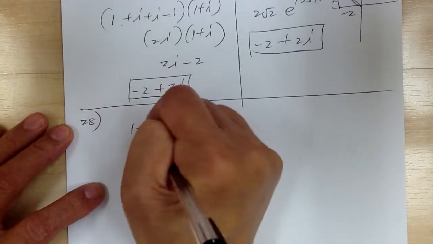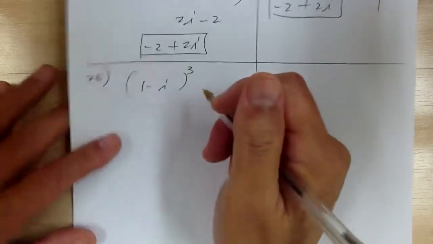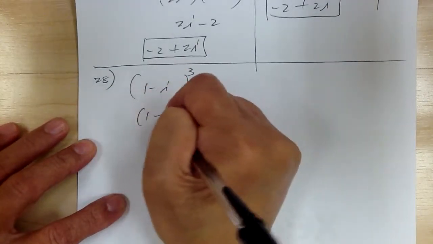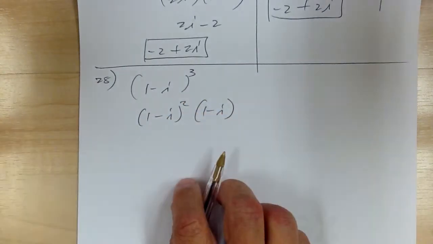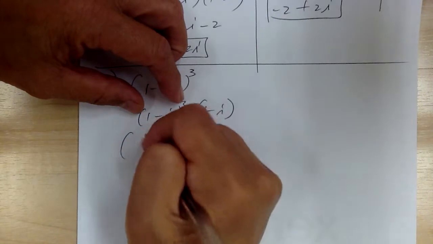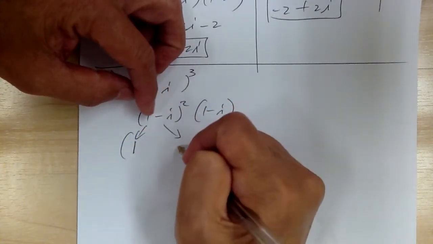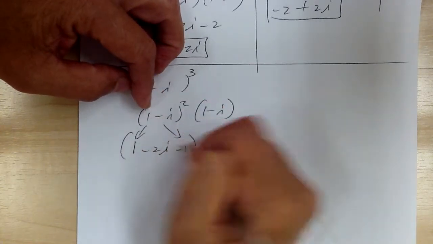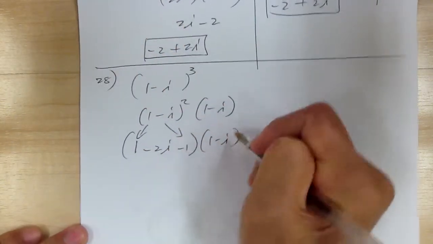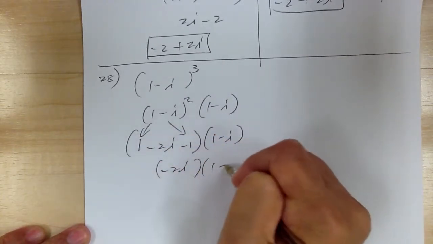Okay, you got 1 minus i cubed. Okay. So I'm going to do it this way. I'm going to do the square and then the i. Because I can do my square, right? So square that, I get 1, square that, I get negative 1, and the middle term gets minus 2i. And this cancels out, so I get minus 2i times 1 minus i.